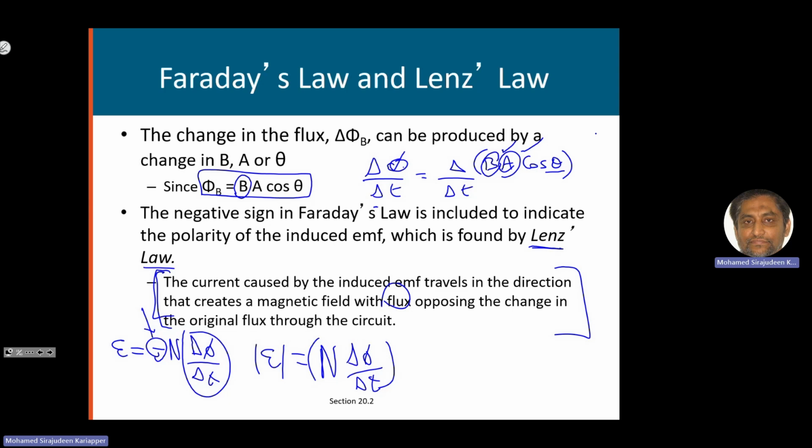So probably it is best described with an example. We have in the next slide an example. If you can do that exercise, you will know how to apply the Lenz law. So let me go to the next slide.